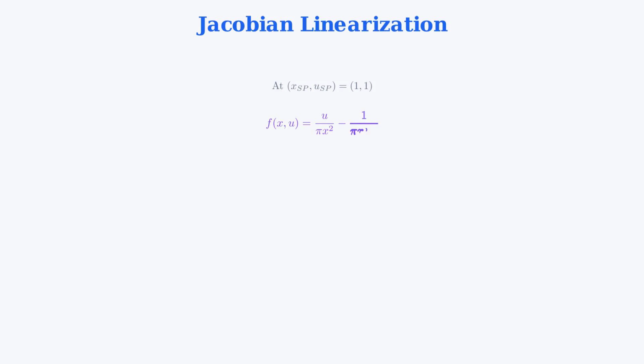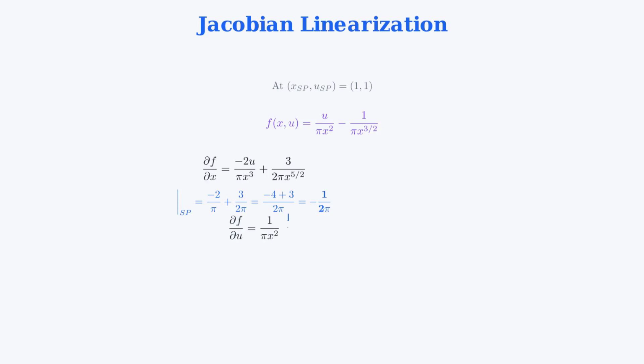Now compute the Jacobian. The state function is f of x, u equals u divided by pi x squared minus 1 divided by pi x to the 3/2. The partial derivative of f with respect to x. From the first term, we get negative 2u divided by pi x cubed. From the second term, we get positive 3 divided by 2 pi x to the 5/2.